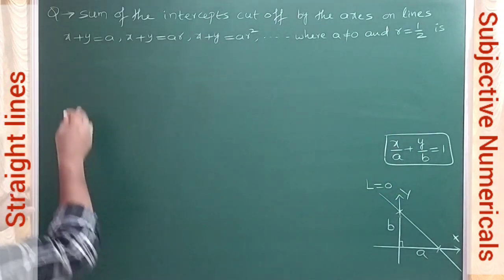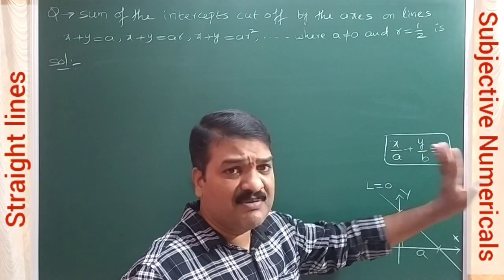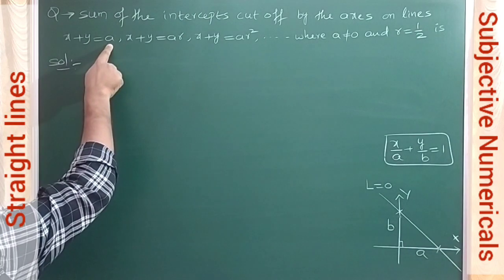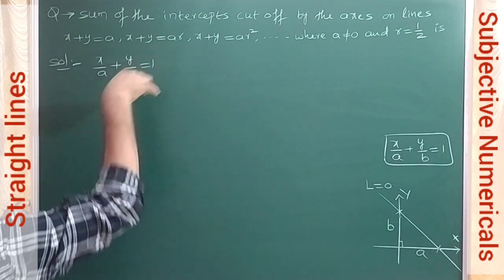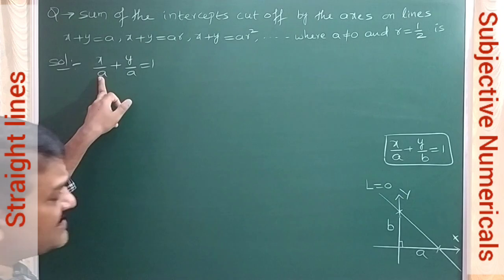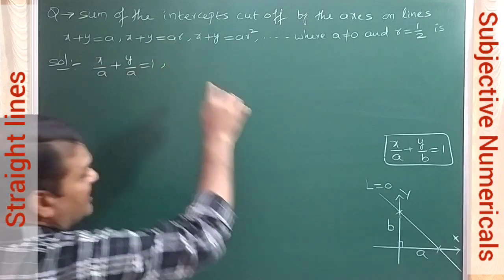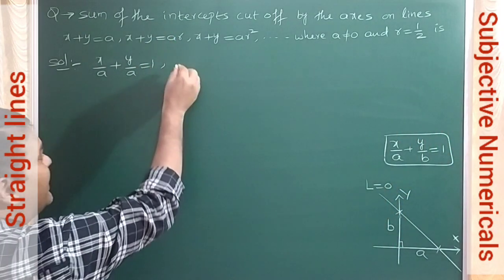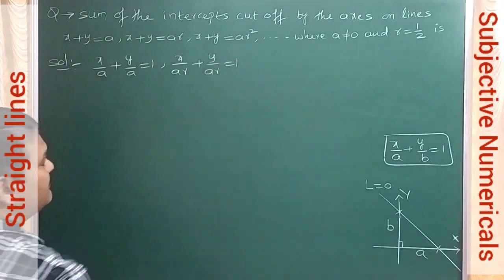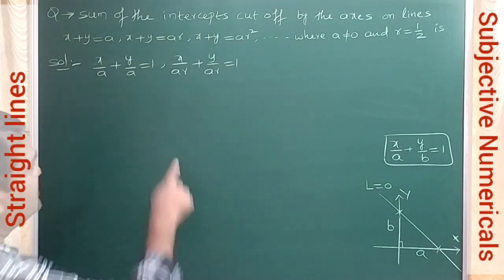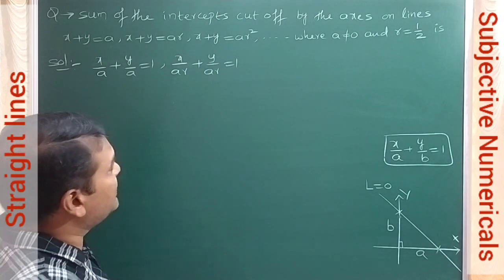If I take the first line, in intercept form the RHS must be 1. So therefore for the first line you divide with a. So the first line is x by a plus y by a is equal to 1. So for the first line x-intercept is a, y-intercept is also a. When I take the second line, RHS must be 1, so divide by ar. So x by ar plus y by ar is equal to 1 for the second line. So this is x-intercept, this is y-intercept. Here also clearly x and y-intercepts are the same.